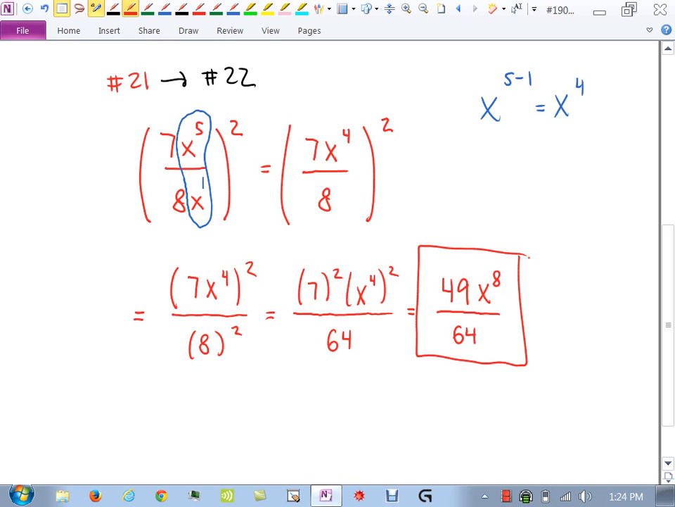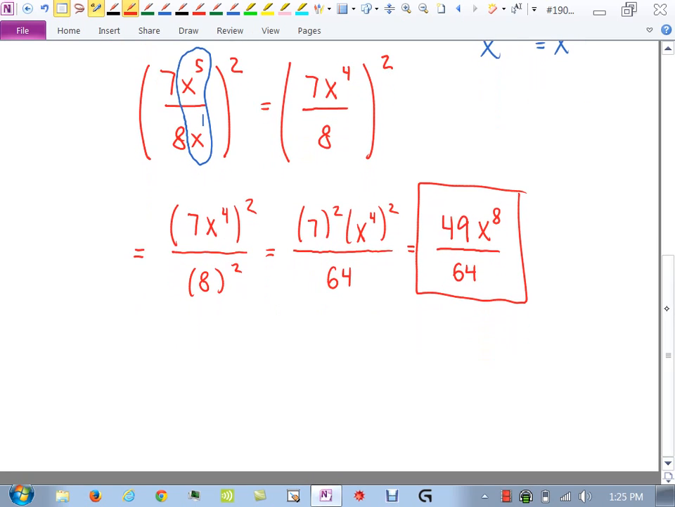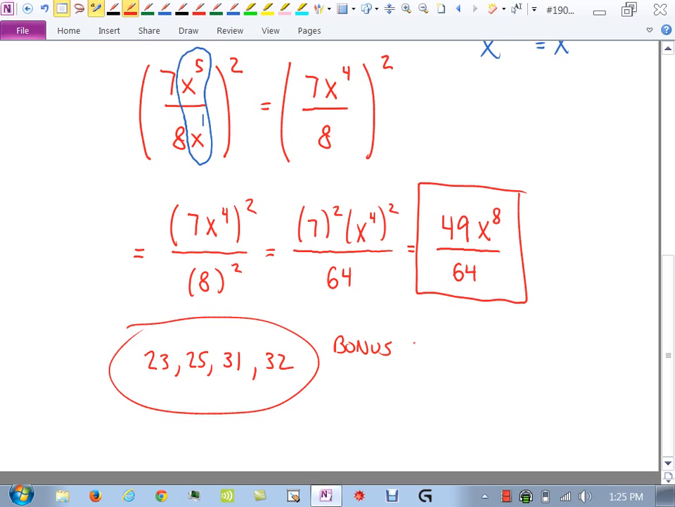So here are a few problems. I told you I'm going to give you bonus. Here are a few problems that if you feel pretty good about this and you think you'd want the bonus, that maybe you should look at for bonus. 23, 25, 31, 32. Bonus type problems.